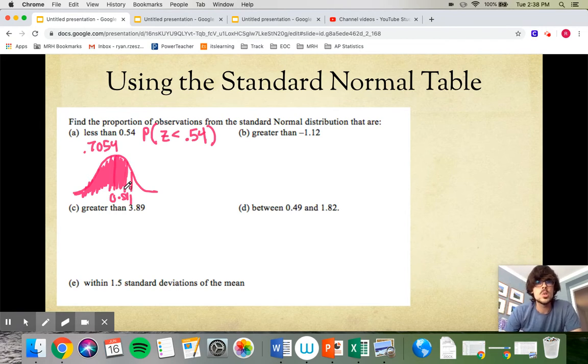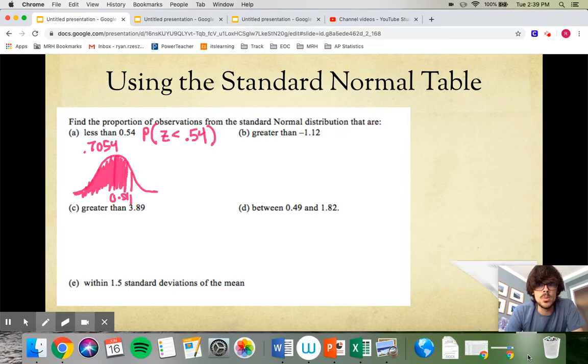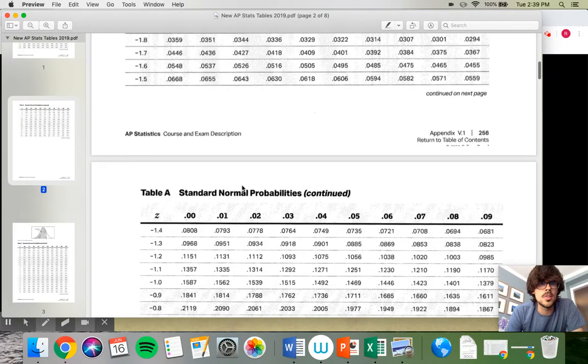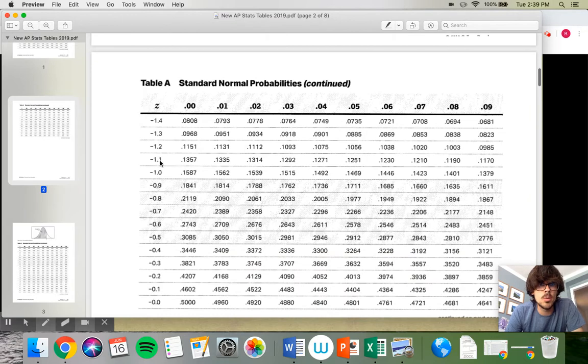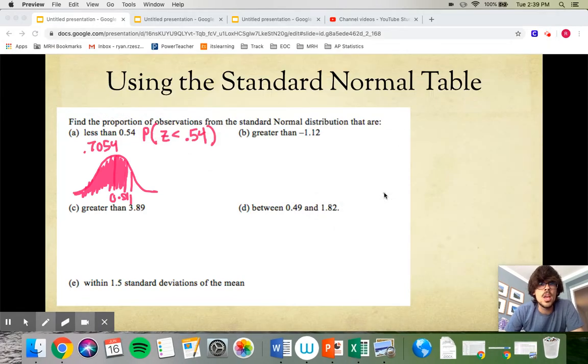Okay? So let's do part B together. Part B says greater than negative 1.12. So negative 1.12, I'm going to go to my table right here. I'm on the negative side. Negative 1.12 would be right here. So that's 0.1314. I'm going to write that number down, 0.1314. Here's the issue with this problem.